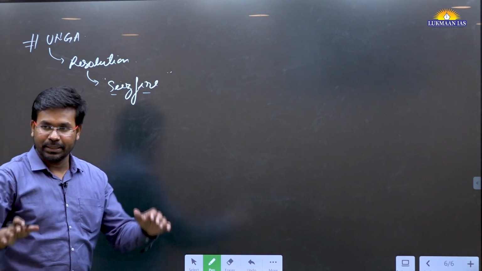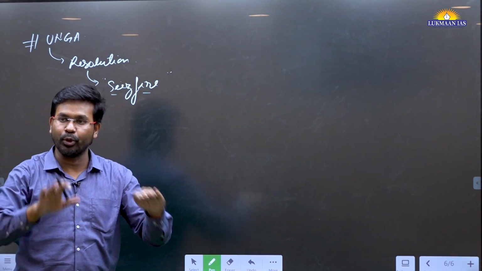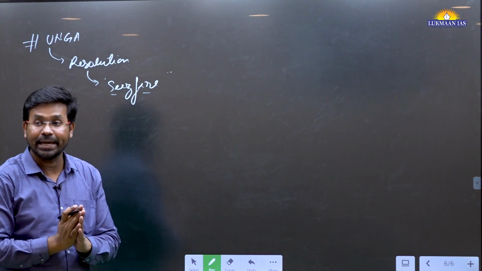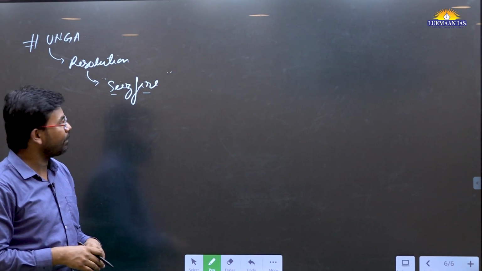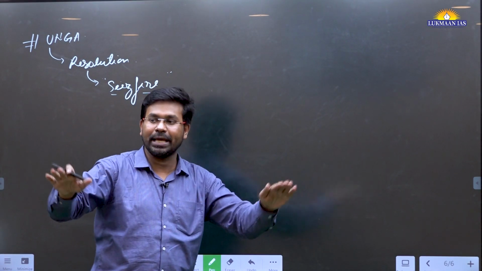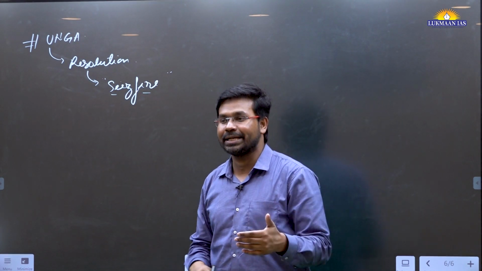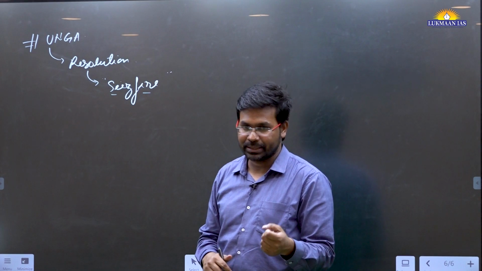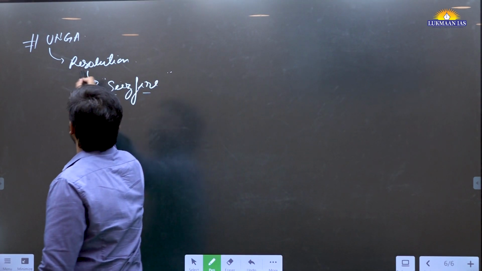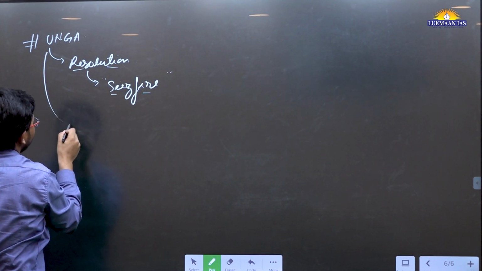Ceasefire means the combatant people should put down their arms, meaning they should not fight any further. And this is not a permanent solution. They want you to just stop warring for the time being. We need to seek a solution through diplomatic means. So a resolution was initiated in the United Nations General Assembly.